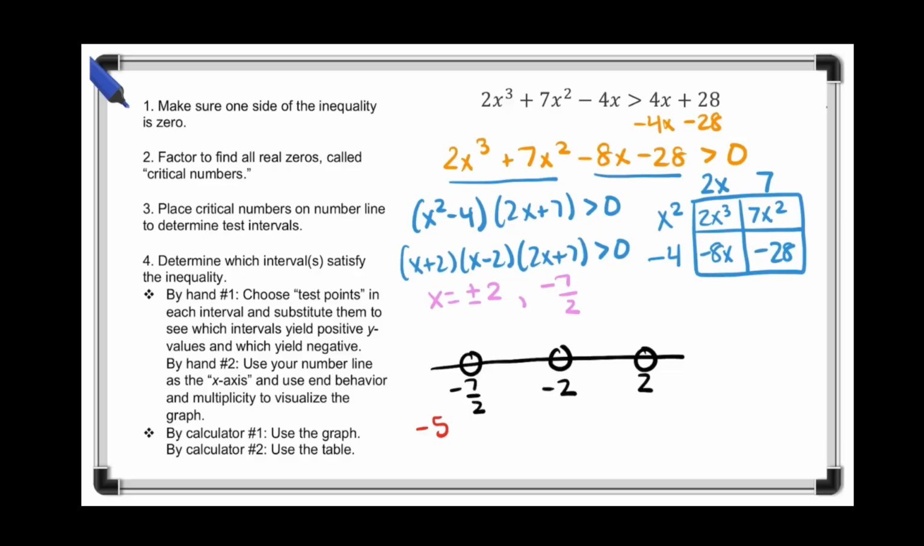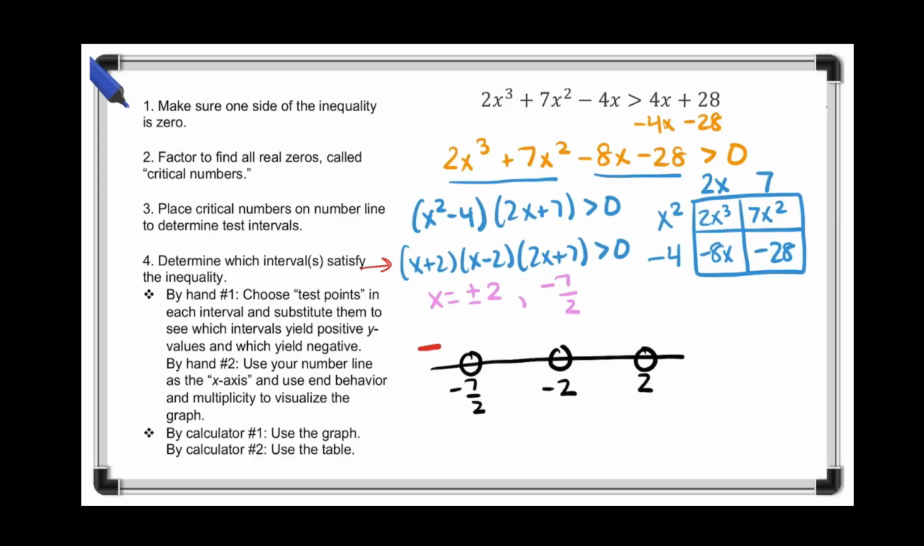Either row, whichever one is easier for you, you can plug that in to check what your values are. For the sake of this question, let's just do it to this row right here. So you've got -5 plus 2, which is a negative, and then -5 minus 2 is another negative, and then you're also going to get a negative. So a negative times a negative times a negative is a negative.